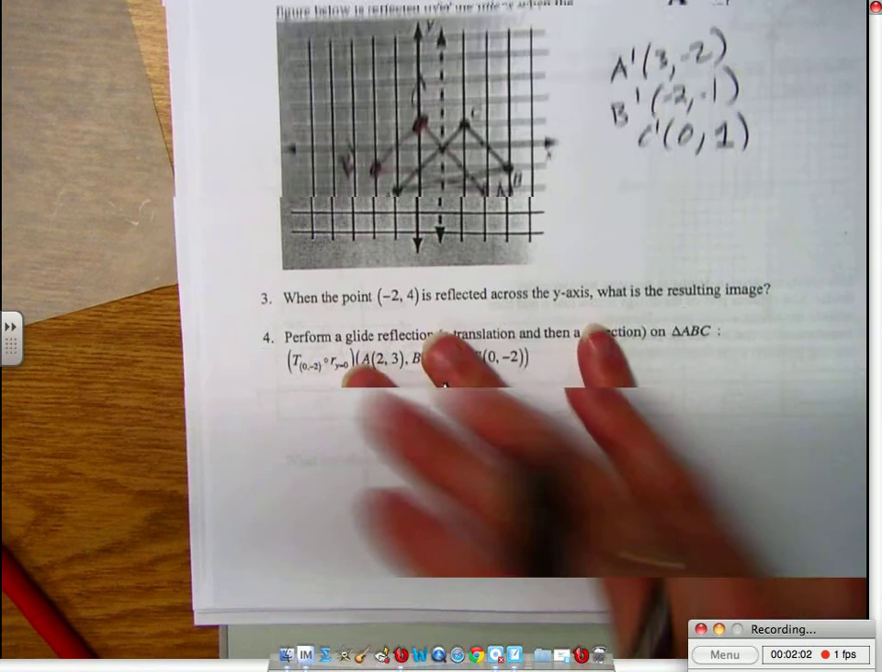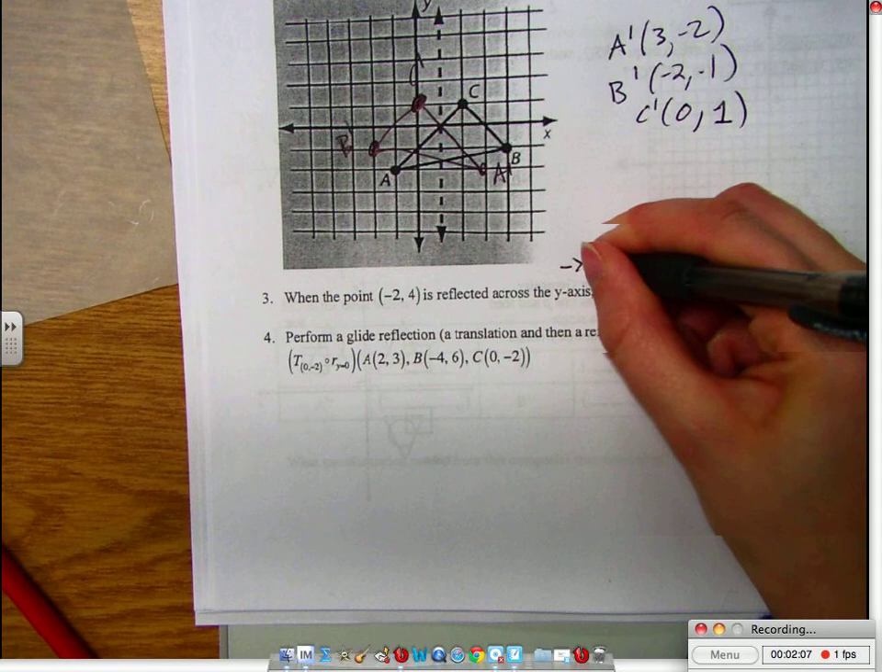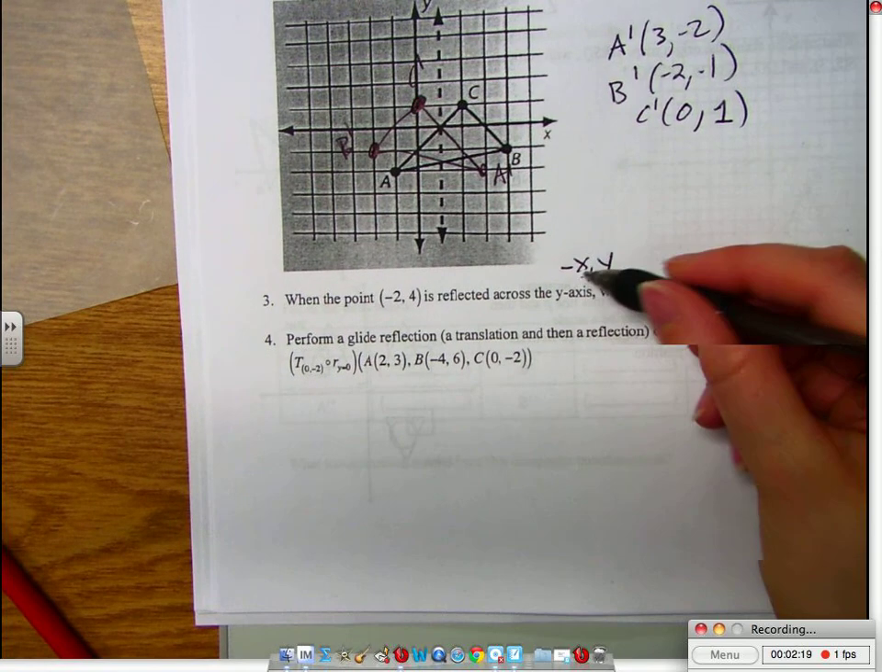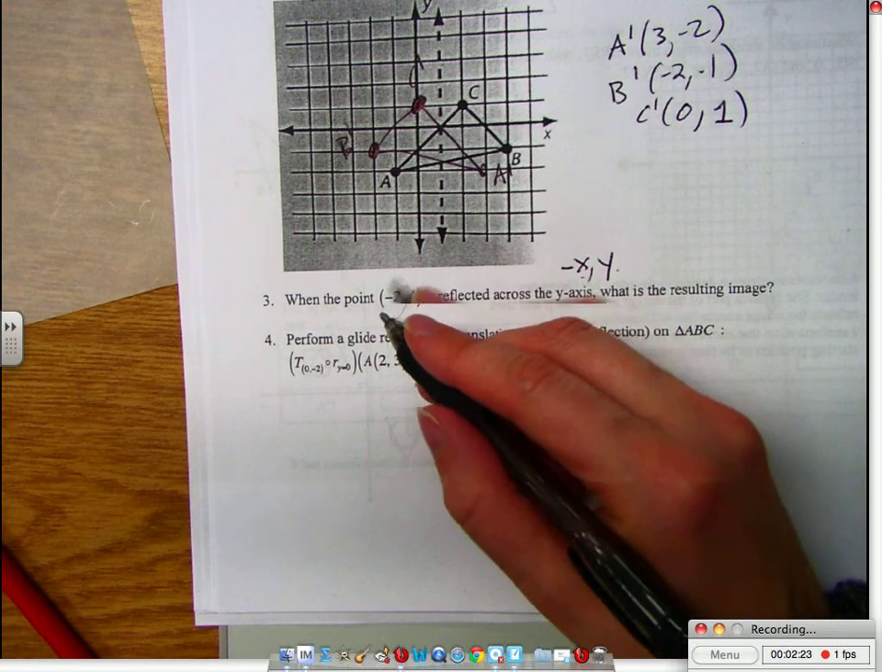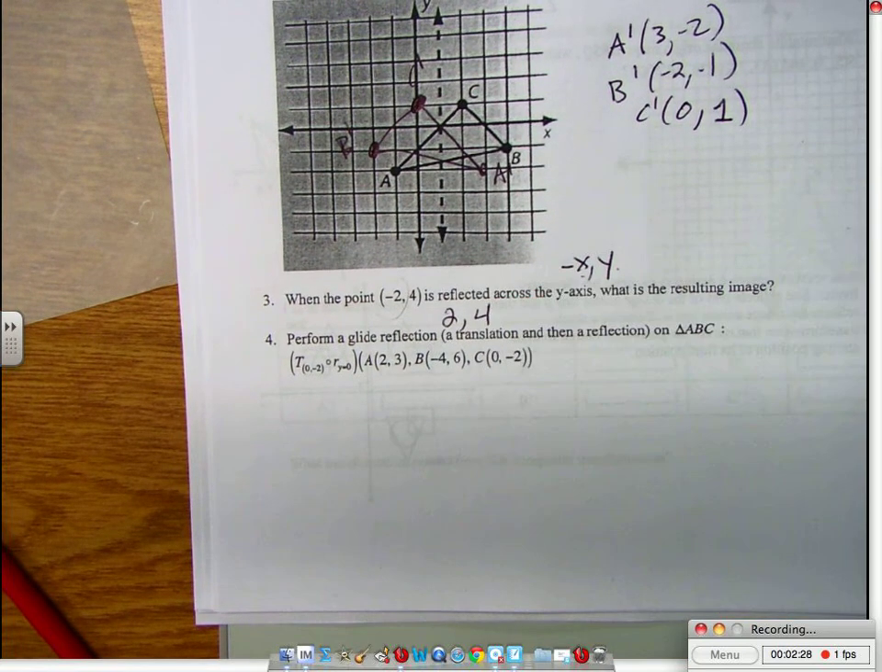If we're reflecting across the y-axis, we know that's negative x comma y, right? Okay, because if I reflect across the y-axis, my y doesn't change, but my x does. Okay, so if it's negative x, y, that means I'm going to change this first one sign from negative to positive, and the y stays the same. We feel comfortable with that?